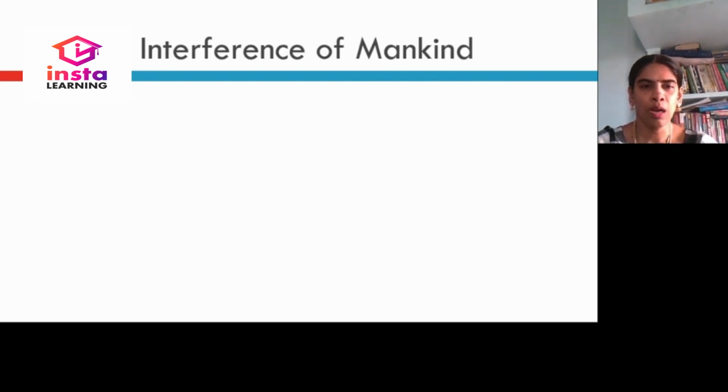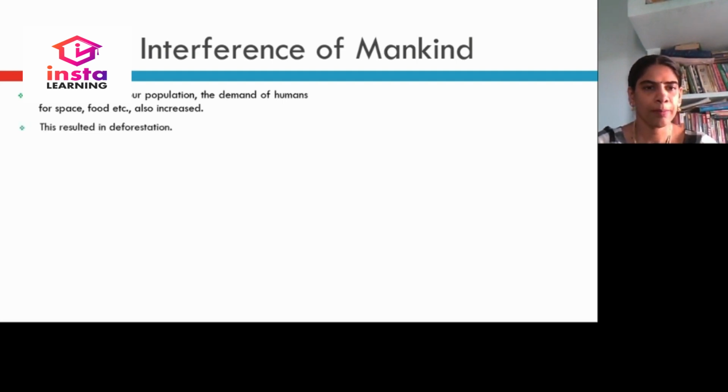Let us now learn in what way mankind interferes with the forest. Due to the increase in our population, the demand of humans for space, food, etc. is also increasing. This resulted in deforestation. What is the meaning of deforestation?